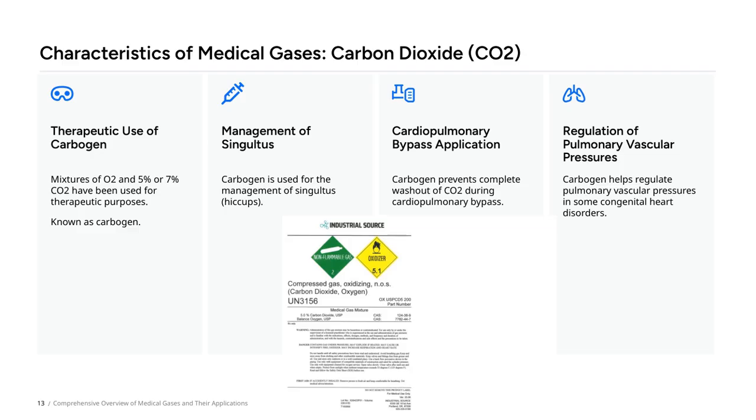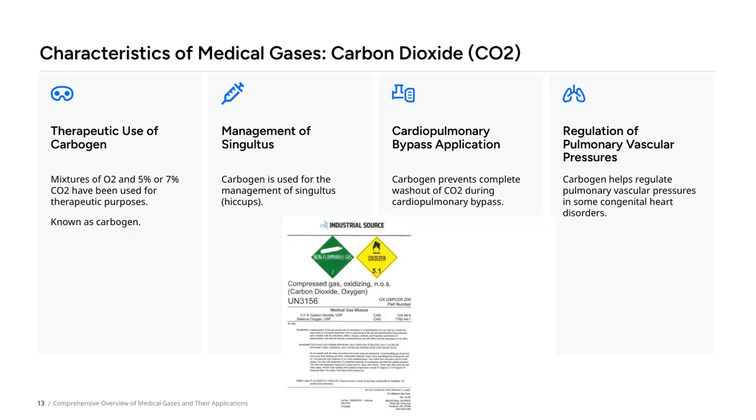Carbogen plays a role here by preventing the complete washout of CO2, which helps maintain proper gas exchange and stability during these complex surgeries. Carbogen also has a role in managing singultus, or hiccups. It's quite effective in this regard because altering CO2 levels can influence the reflex pathways that cause hiccups, providing relief for patients experiencing persistent episodes.